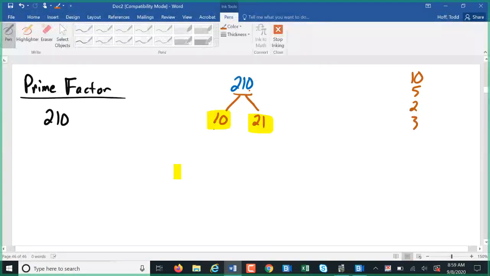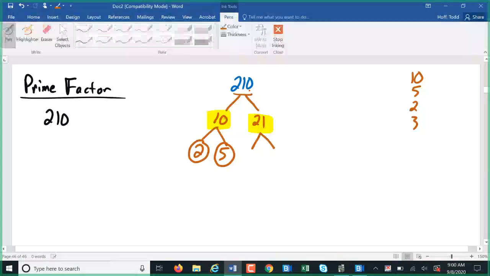Now the 10 will be split up. It's divisible by 2. 10 divided by 2 would leave me with 5. Those are both prime, so I'm going to circle them so that I know we are done with those.